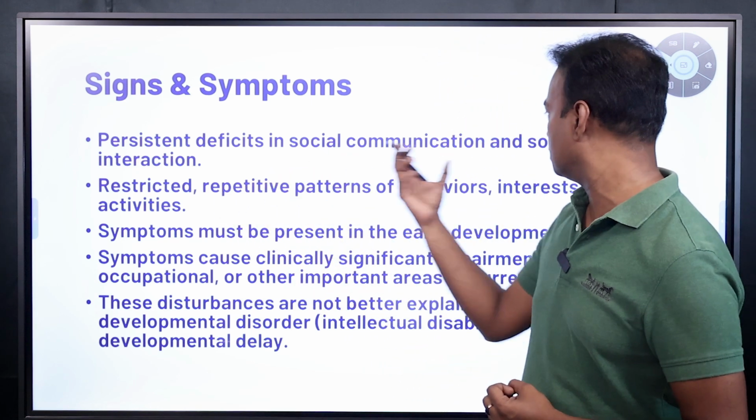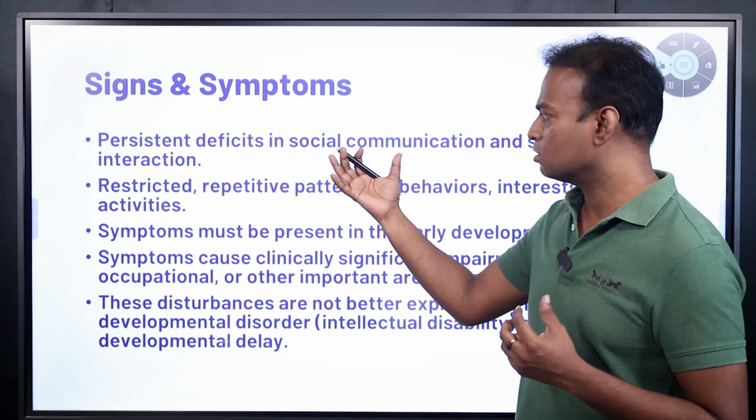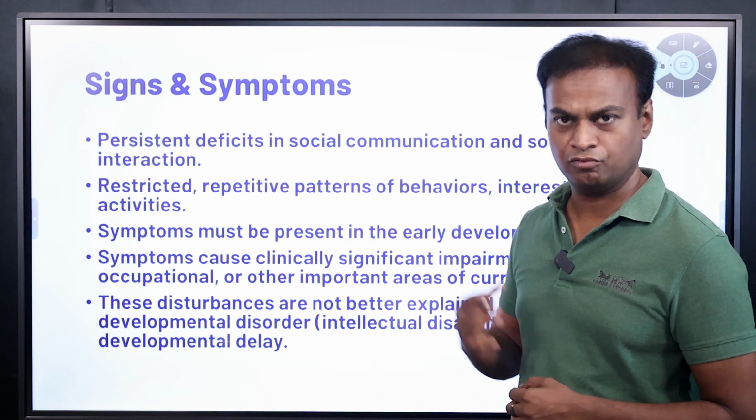The first one is social communication and interaction, persistent deficiencies. Okay, what are these deficiencies? We will look at them one by one.